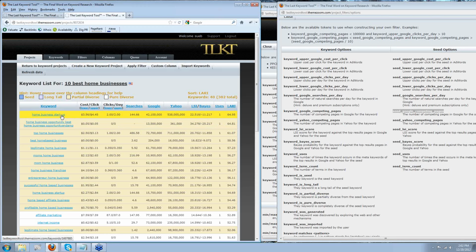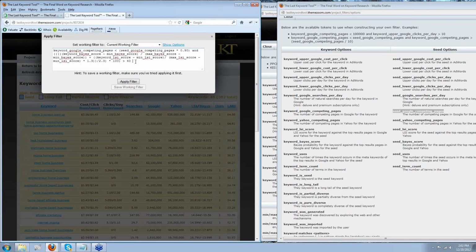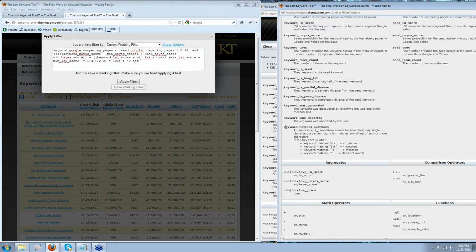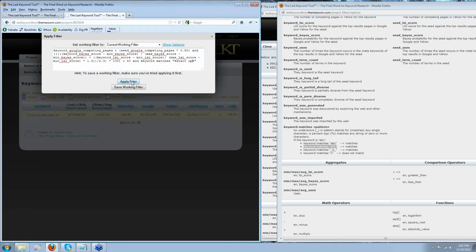what I can do is look for startup. So let's take this filter. Let's do an and. Keyword matches pattern. There's all different kinds of ways that you can do this pattern. I'm going to grab this one as an example. Keyword matches. I'm going to do a %, which is a wildcard, start space up, and then another %, which is another wildcard. So I'm looking for startup anywhere in the keyword, just to see.